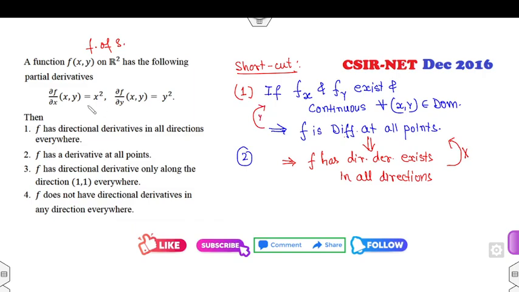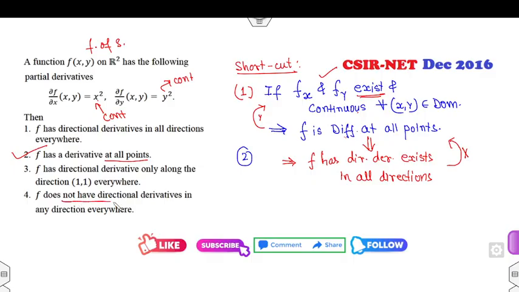Fine. So now you can see this function is bicontinuous. Every polynomial function is bicontinuous. Also, it's a polynomial, so the derivatives exist. So existence and continuity are satisfied, which means it's differentiable at all the points. F has a derivative at all points.